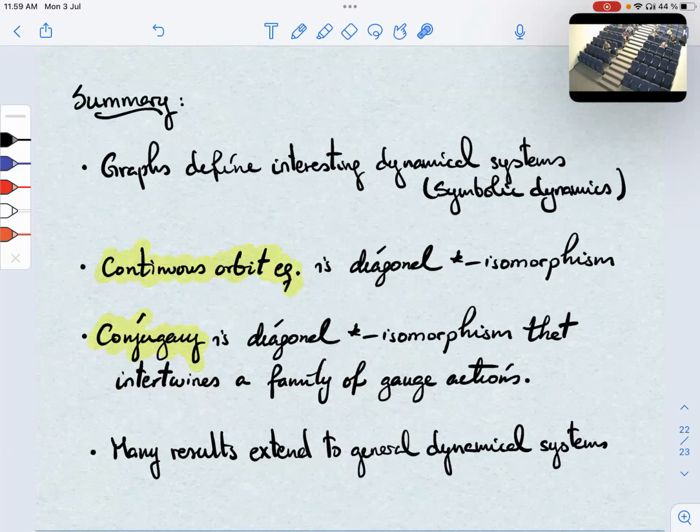And so this is just a summary. Graphs give you very interesting dynamical systems. Continuous orbit equivalence should correspond to an isomorphism preserving the diagonal. Conjugacy should correspond to an isomorphism preserving this whole family of gauge actions. And in nice cases, you can even extend these results outside of graphs to very general dynamical systems. So that's what I wanted to say, and I'm happy to take more questions.